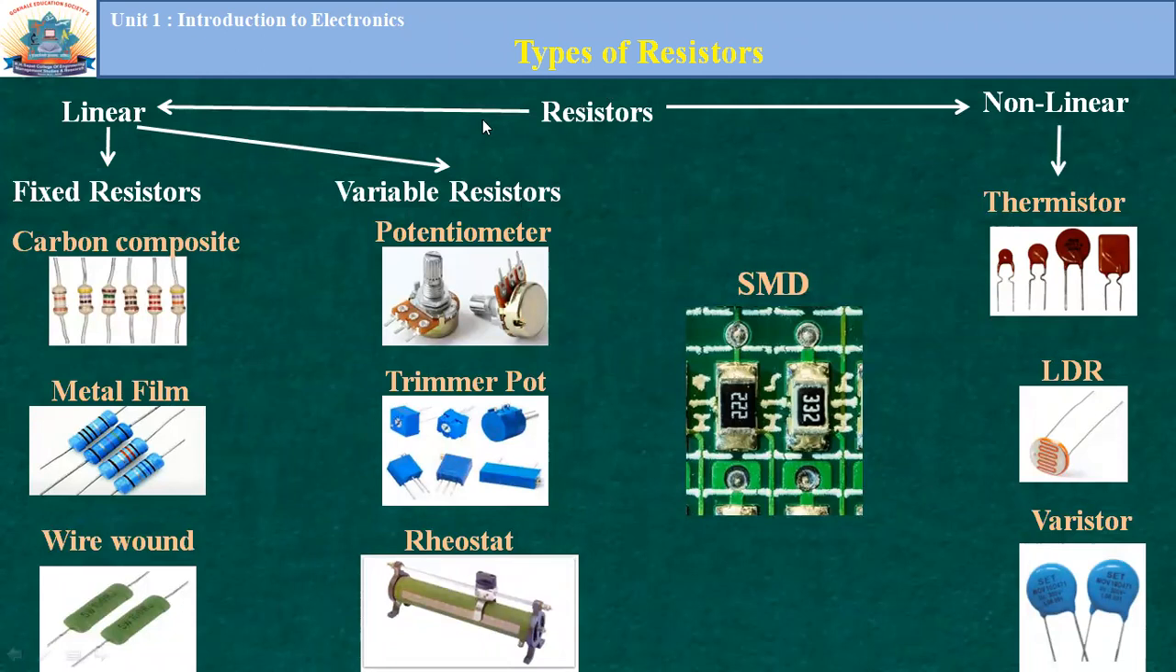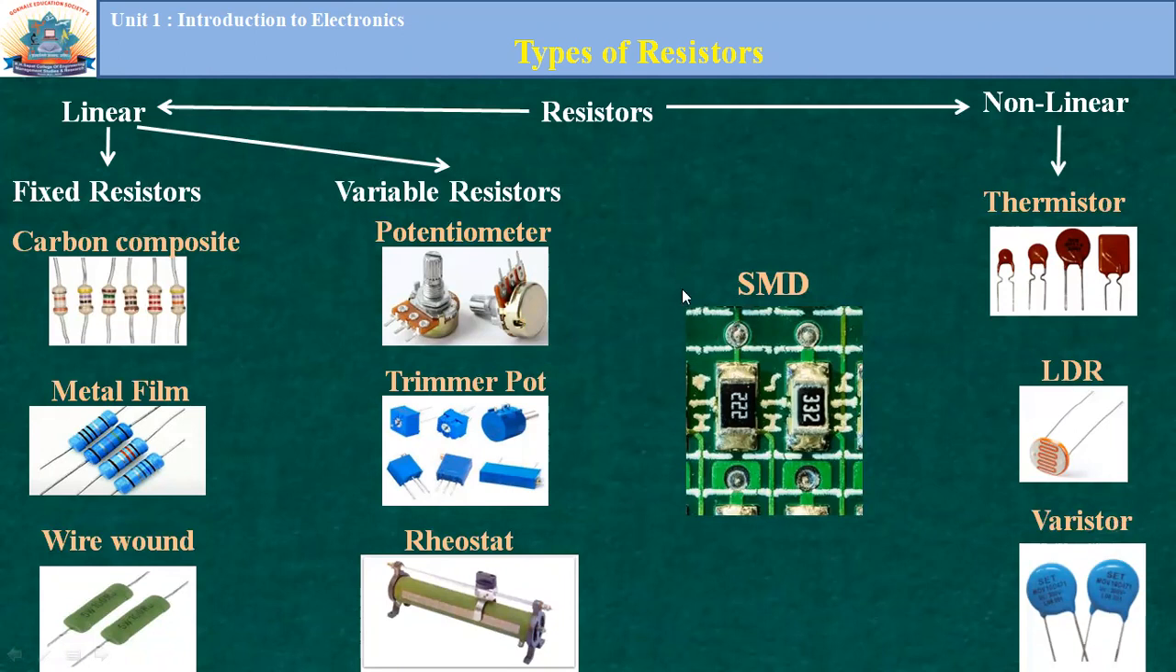Types of resistors. Broadly, resistors are classified as linear ones and non-linear ones. Linear resistors are fixed resistors and variable resistors. Fixed resistors are carbon composite type, metal film, and wire wound resistors. Variable resistors are potentiometer, trimmer pot, and rheostat. Non-linear resistors are thermistors, light dependent resistors, that is LDR, and varistors.